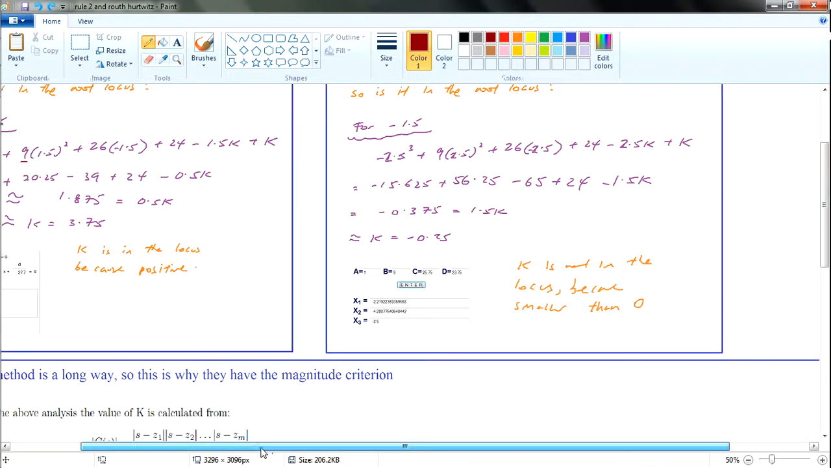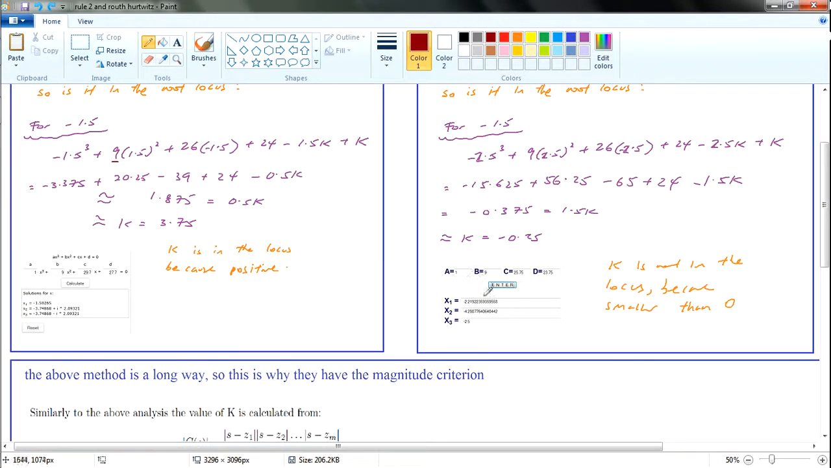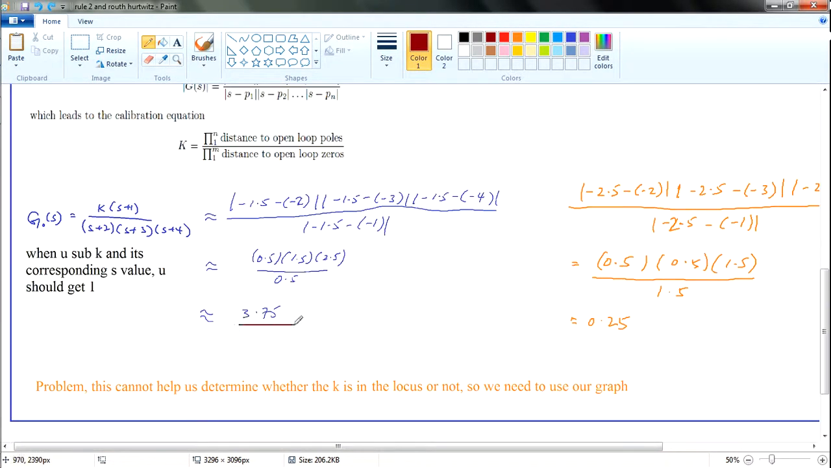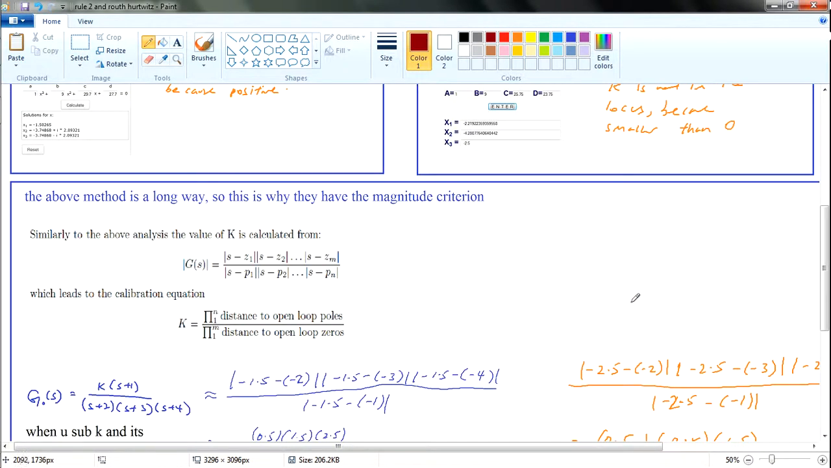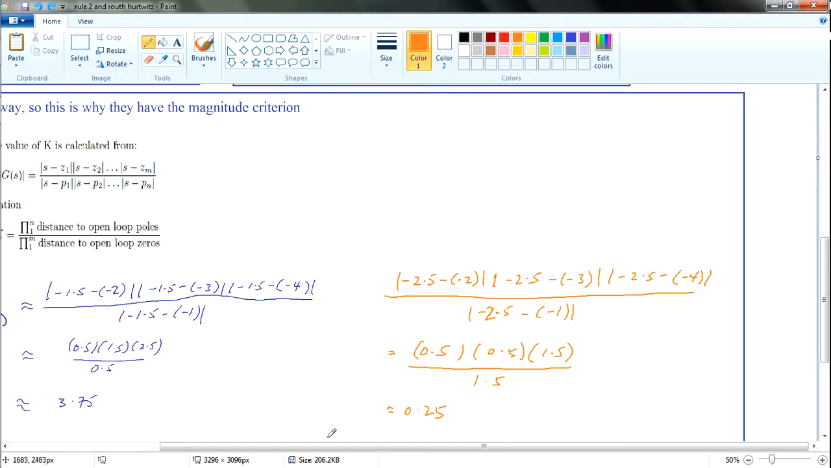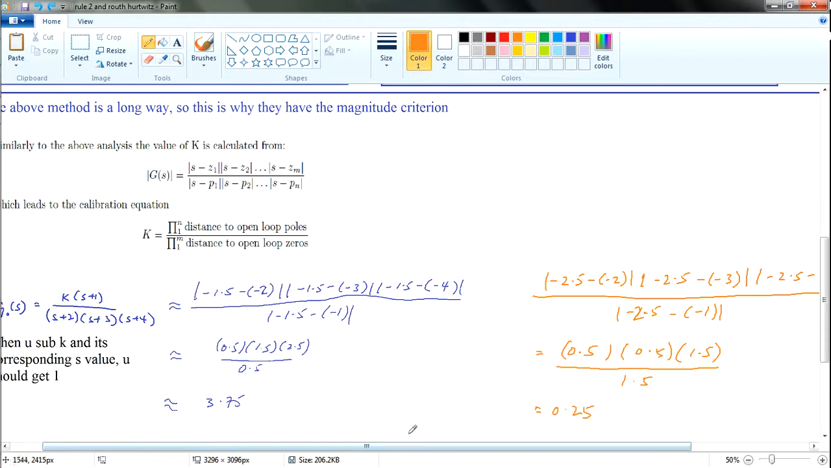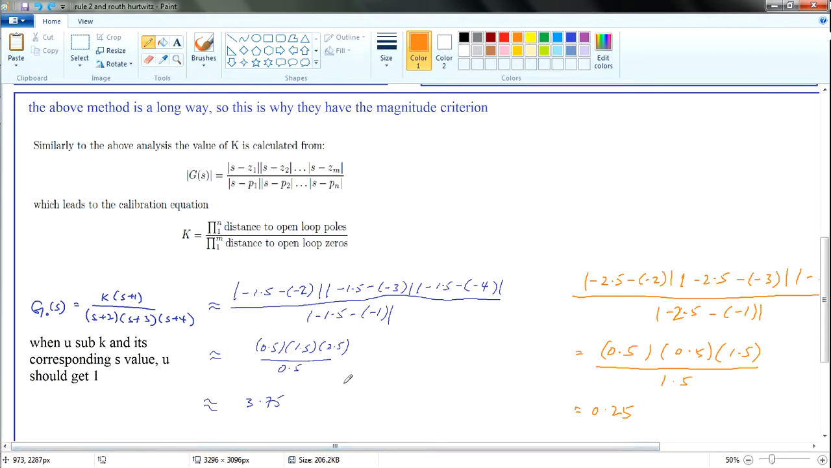However, if you are using the magnitude criterion, it is a little different. As you can see, the result is 3.75 and 0.25. There will be no negative sign or whatsoever. There will not be, because they are all taking absolute values, as you can see. So all absolute values are positive, so definitely you will receive a positive value. So from here, you can only get the value of k, but you can't really determine whether it is in the root locus or not.